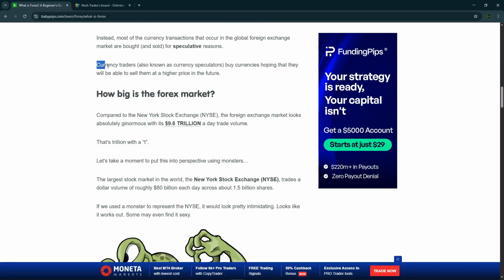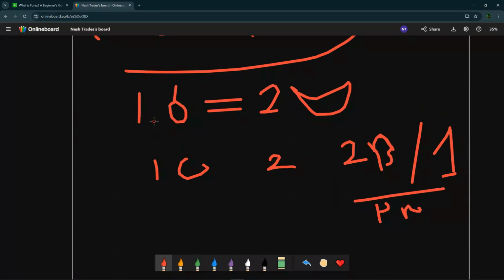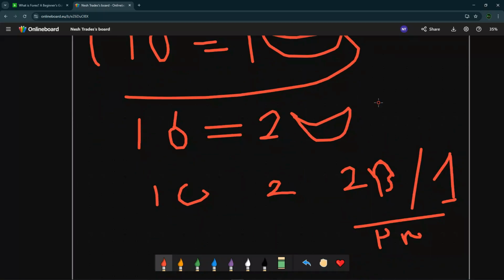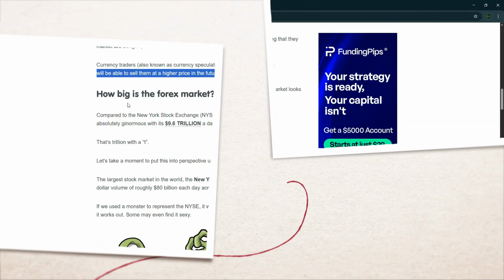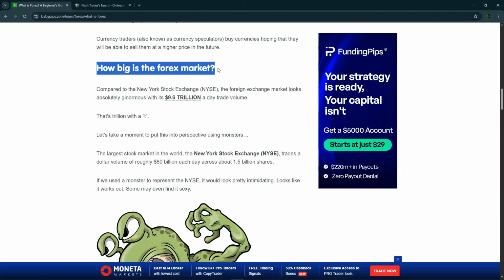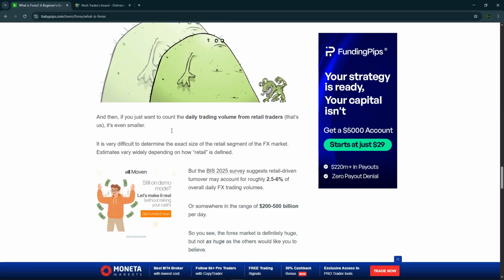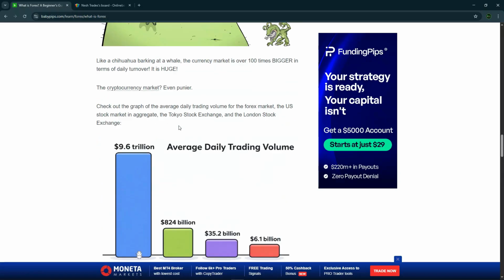So here they're saying that currency traders, also known as currency speculators, you and me and the other financial market participants, buy currencies hoping that they will be able to sell them at a higher price in the future, right? You've seen from this example that we speculate that the price of this product will go high, and if it goes high, we can then sell it back and get a profit. All right, from that we can talk about how big the forex market is. I have simplified all this into short hours because it all explains how big the forex market is.